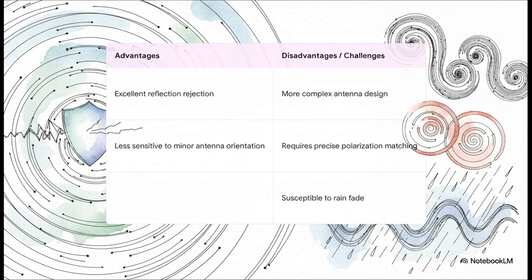But there's no free lunch in engineering. There are always trade-offs. The big advantage, obviously, is that amazing rejection of reflected signals. The downside? The antennas are definitely more complex to design, and yeah, it's a bit more forgiving of small alignment errors than linear, but you still need that polarization to match up really well, or you're going to see major loss. Plus, it can be vulnerable to things like heavy rain, which can mess with the signal.